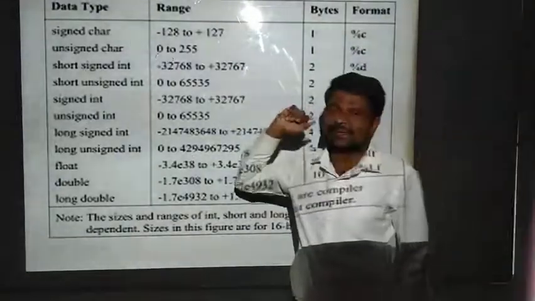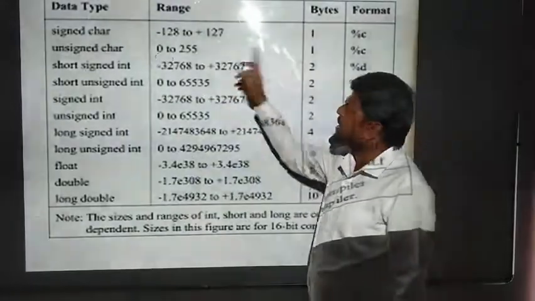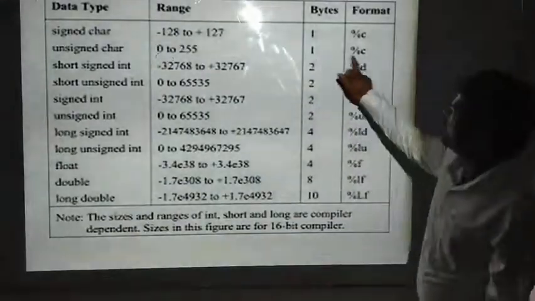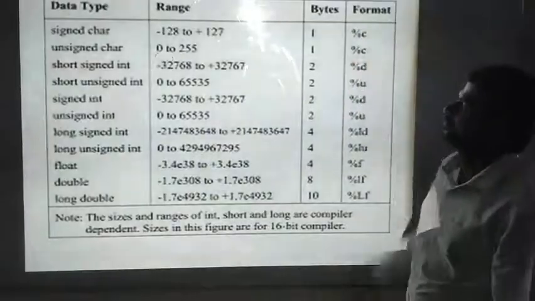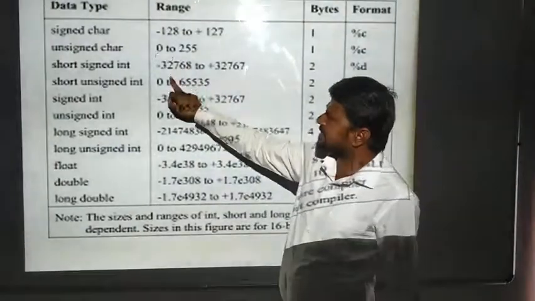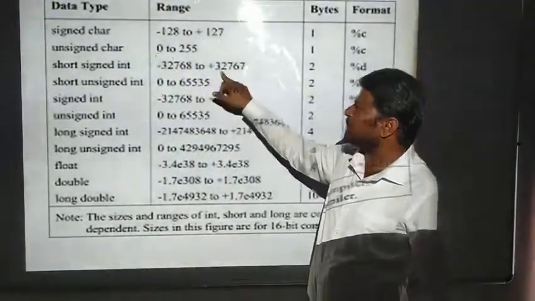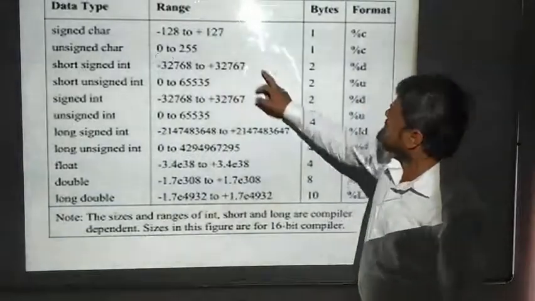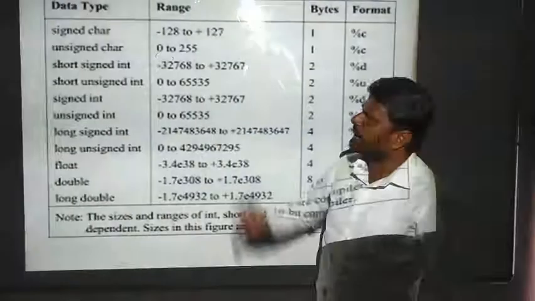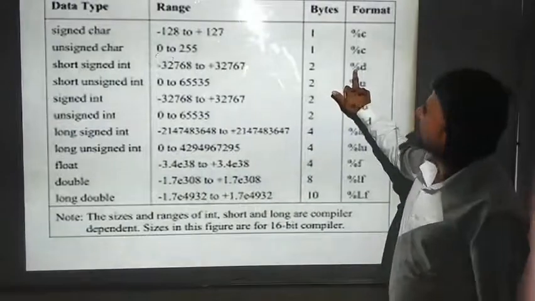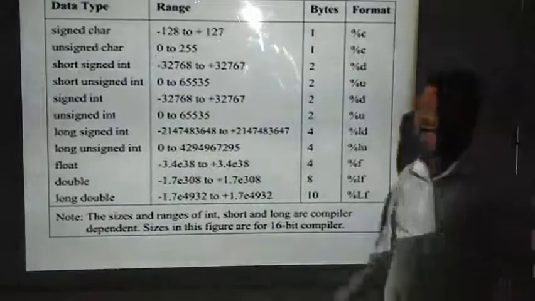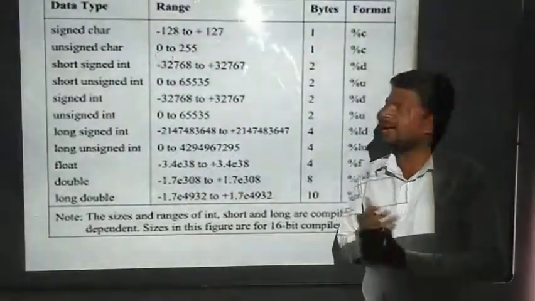For unsigned character, what is the range? 0 to 255. The size occupied by unsigned character is 1 byte, and the format specifier is percentage C. For short signed integer, the range is minus 32768 to plus 32767. It occupies 2 bytes of memory. What is the format specifier here? Percentage D is the format specifier for short signed integer data type.